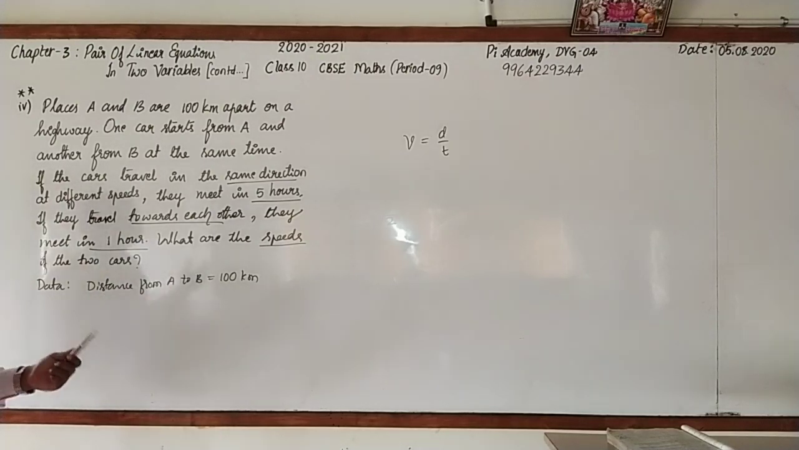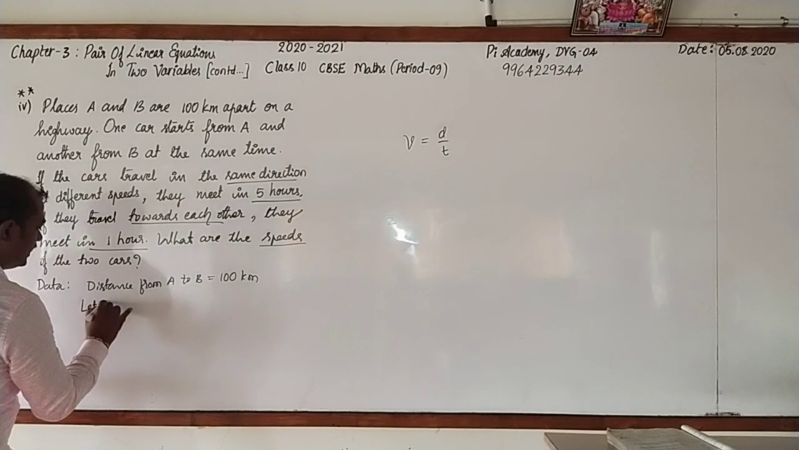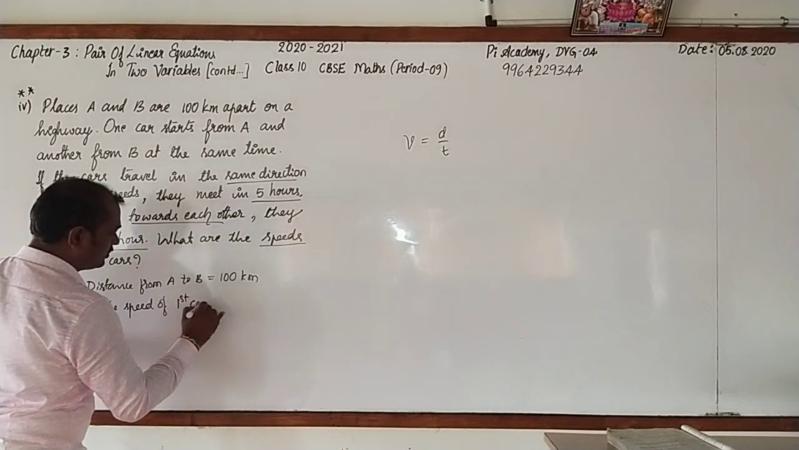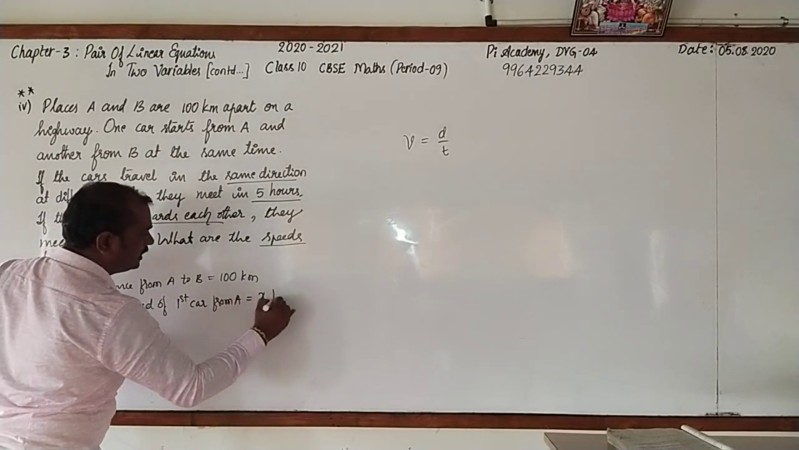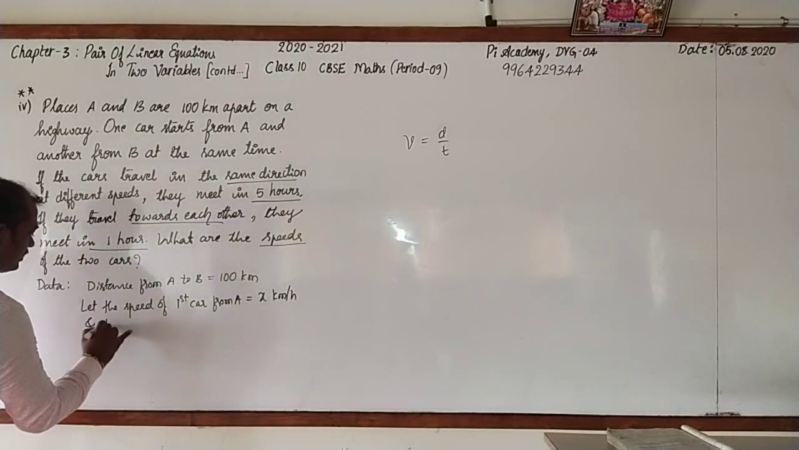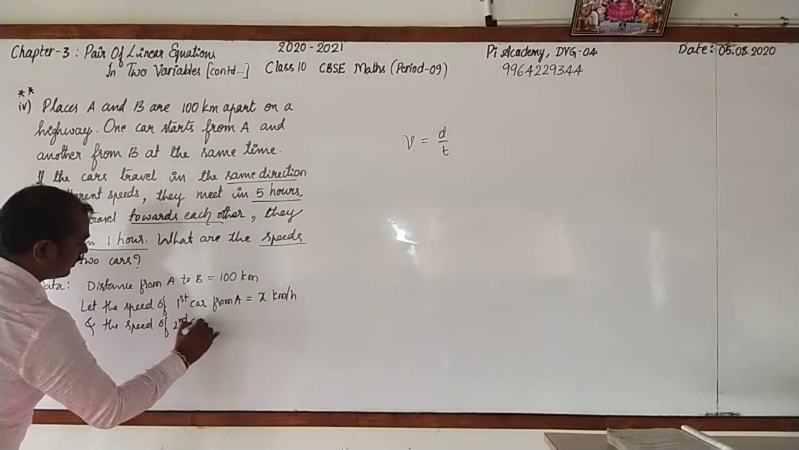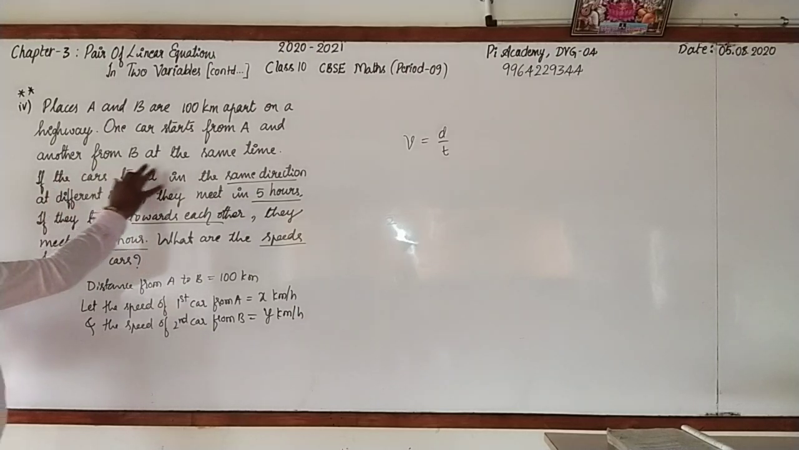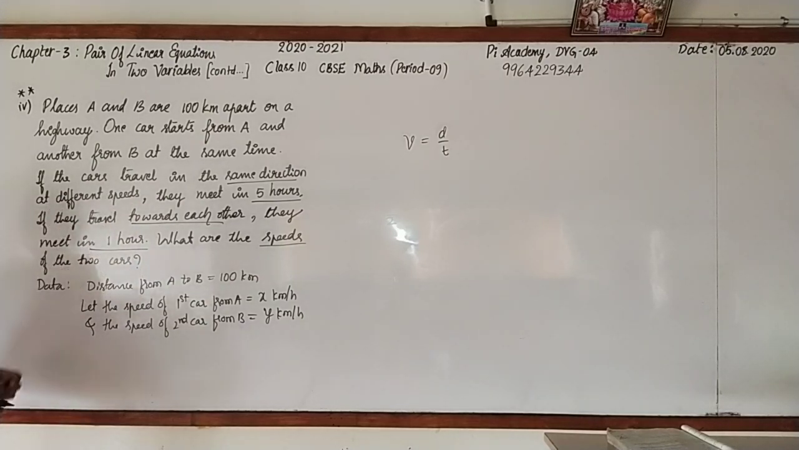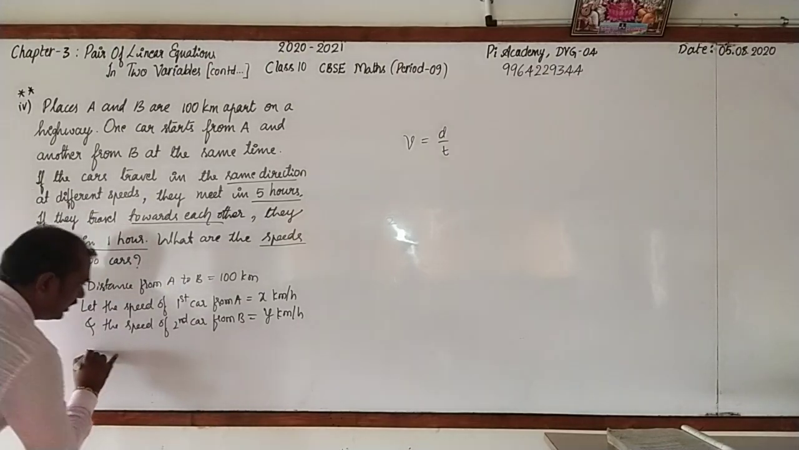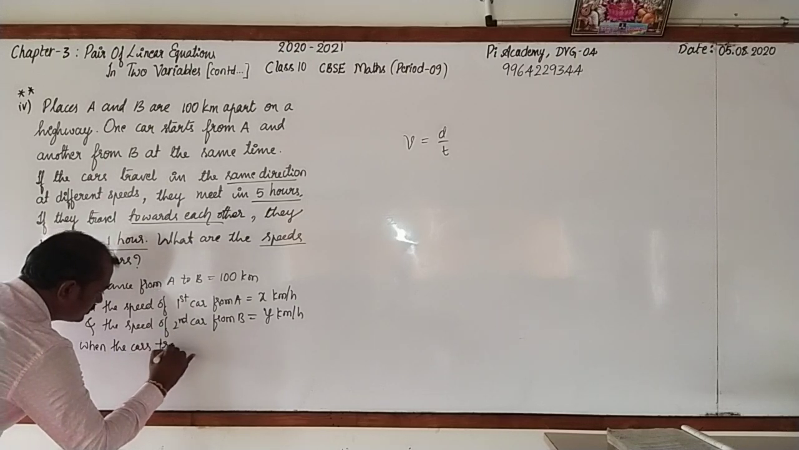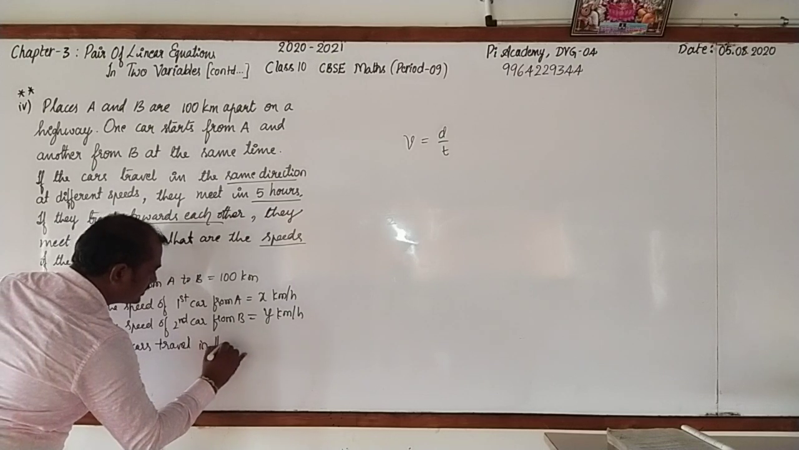Next, on a highway, one car starts from A and another one from B. But what are their speeds? Both the speeds are unknown. Hence, I'll take, let the speed of the first car, which leaves from A, be x kilometer per hour. Similarly, the speed of the second car, that from B, is y kilometer per hour. And do remember, they leave at the same time. If the cars travel in the same direction at different speeds, here I'll draw this. Here I'll write the first situation when the cars travel in the same direction.